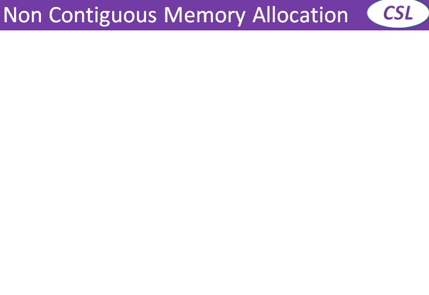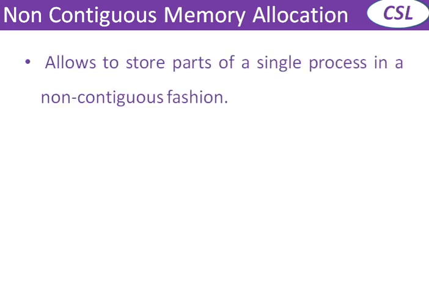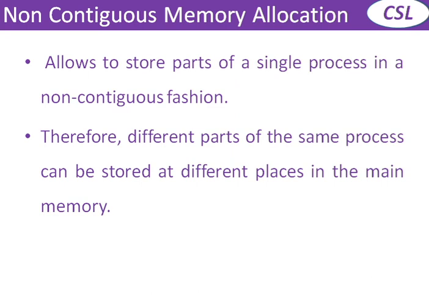In non-contiguous memory allocation, parts of a single process are stored in a non-contiguous fashion. That means your process is divided into parts and each part is assigned to a different partition available in the main memory, and all the partitions are not at a single point. Therefore, different parts of the same process can be stored at different places in the main memory. That is the main advantage of non-contiguous memory allocation.